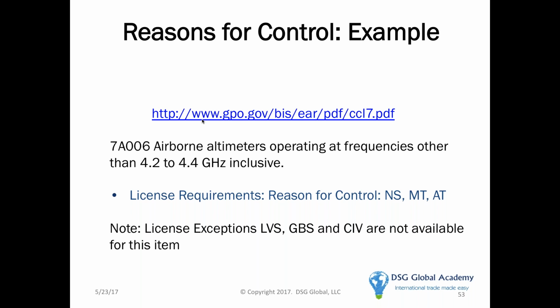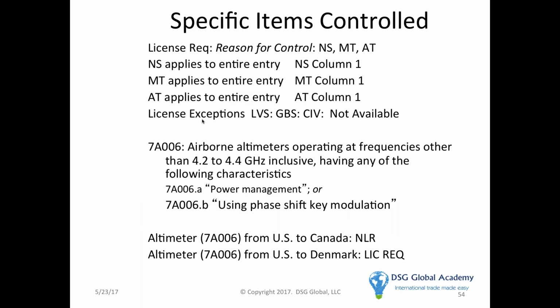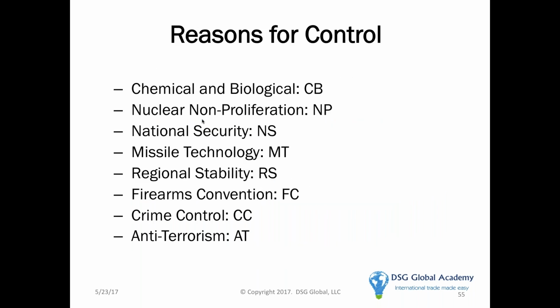Then you will see what the license requirements are and the reasons for control. It says NS, MT, and AT are the reasons for control. NS is national security, MT is missile technology, and AT is anti-terrorism. And then it'll tell you at the bottom whether there are any license exceptions available or not. Here it's not.